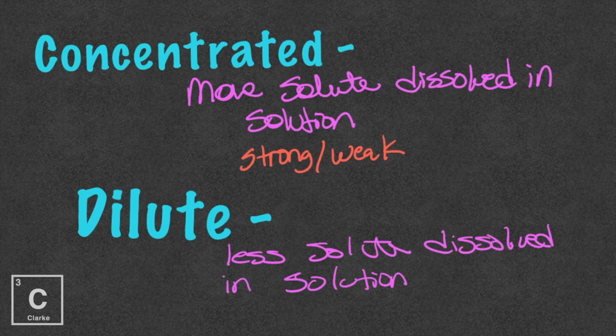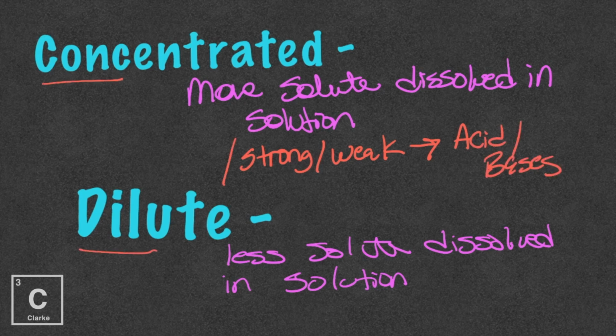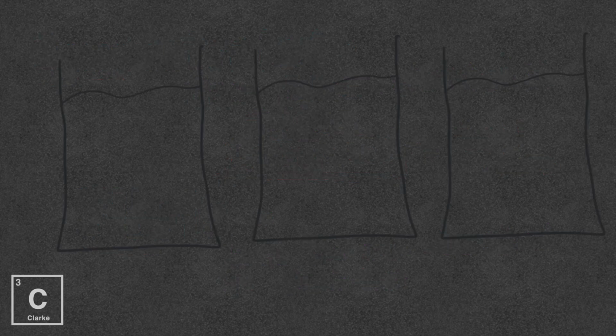Strong and weak in chemistry, these words are saved for acids and bases specifically. Don't confuse concentrated and dilute with strong and weak. They do not mean the same thing in chemistry, even though in our normal day-to-day life, we often use those interchangeably. Okay, let's get to that example I was going to show you.